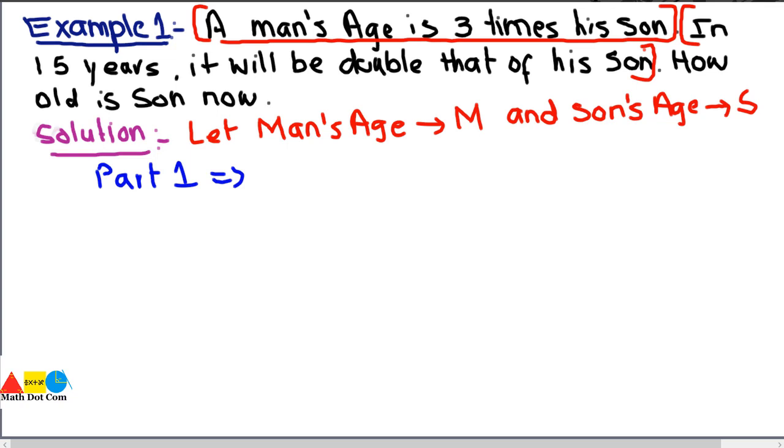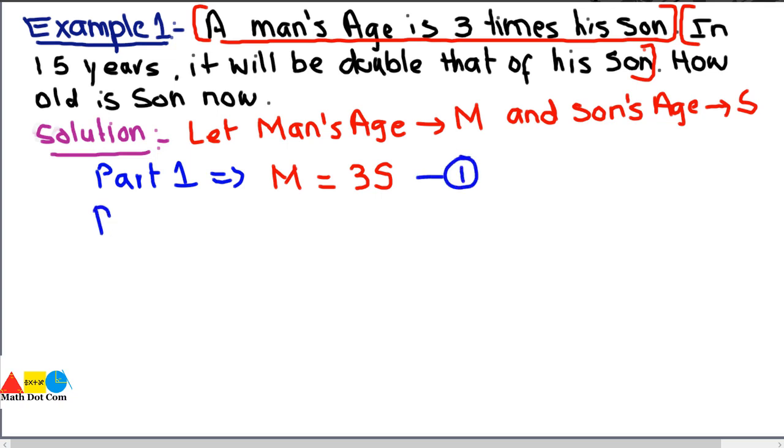So man's age is represented by m, that is equal to, as it is written, a man's age is 3 times, so I'll write 3 here. 3 times of what? 3 times of son. So I'll write s, as I have written that son's age is s. Now this is equation number 1.